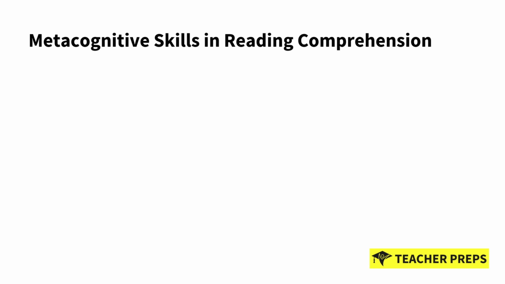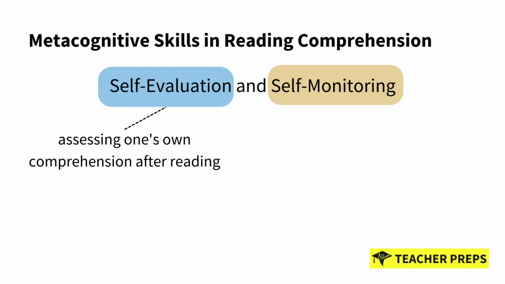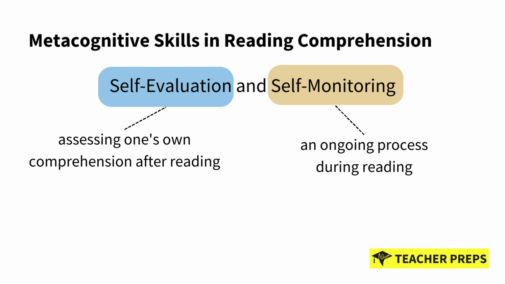Now, within metacognition, there are two skills we need to discuss next: self-evaluation and self-monitoring. Self-evaluation involves assessing one's own comprehension after reading. And self-monitoring is an ongoing process during reading. A student actively checks their understanding while reading, looking out for confusion and making adjustments as necessary.